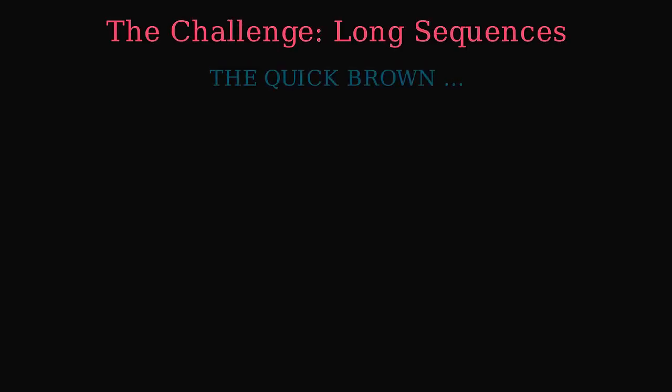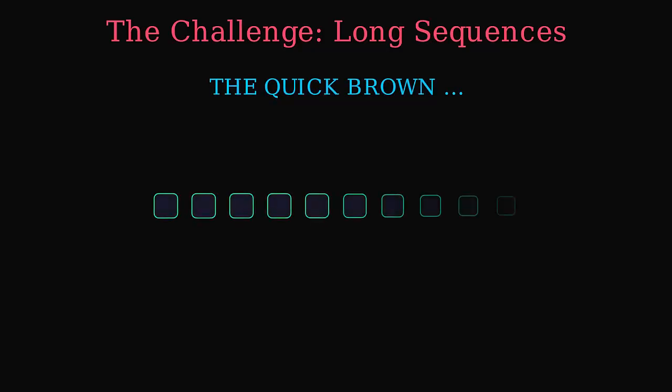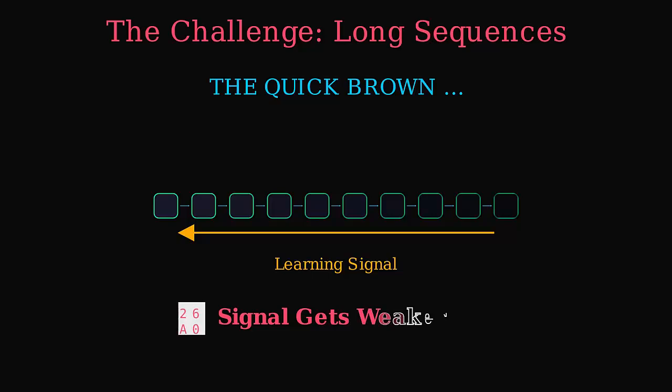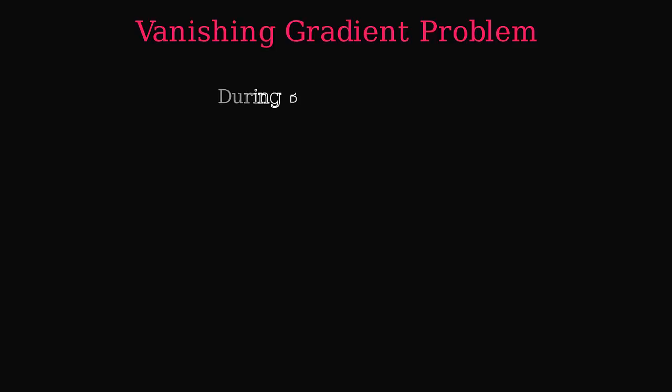What happens with very long sequences? Imagine processing a long sentence. To learn, the network has to send an error signal backward through time from the end of the sequence all the way to the beginning. This can cause the signal to get weaker and weaker, effectively disappearing by the time it reaches the beginning. This is famously known as the vanishing gradient problem.